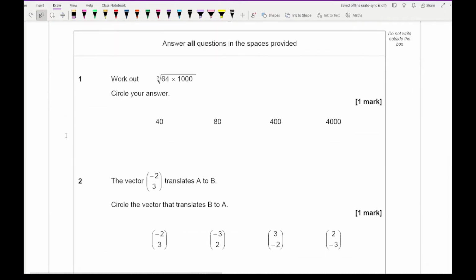Looking at question 1, it says work out the cube root of 64 times 1000. What we need to do is cube root 64 and multiply that by the cube root of 1000. The cube root of 64 is 4 and the cube root of 1000 is 10. So we're doing 4 times 10, which is 40.